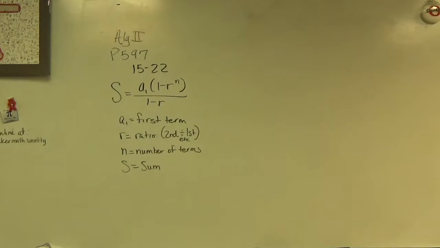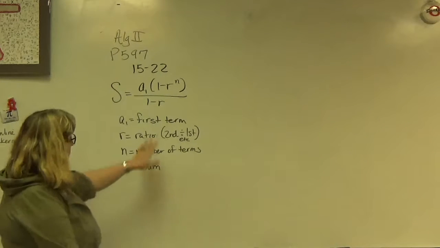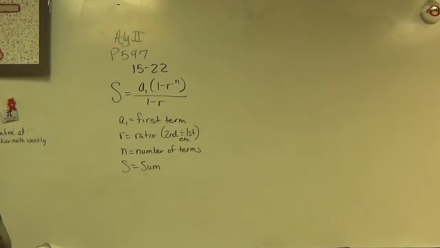Didn't you have to know the last term? Yeah. Okay, notice this one. Do you need to know the last term for a geometric? No. All you need is the first term. You need the ratio still, which if you don't know it, it's always second subtract first, or third subtract second, and so on and so forth. N stands for the number of terms, and S stands for sum.